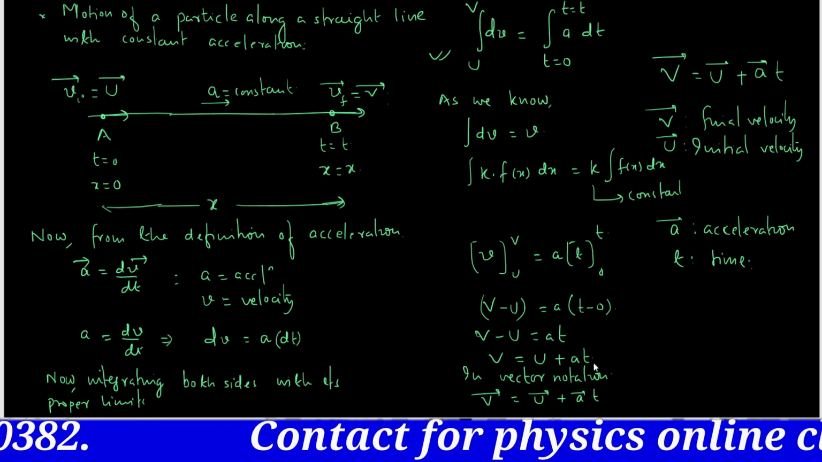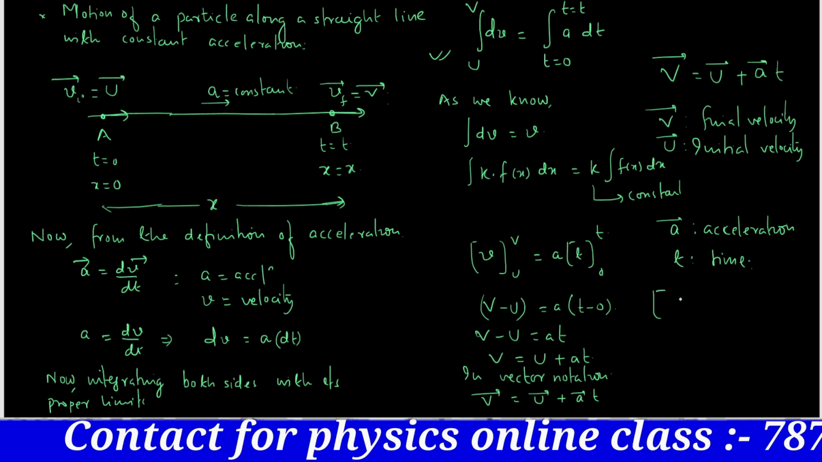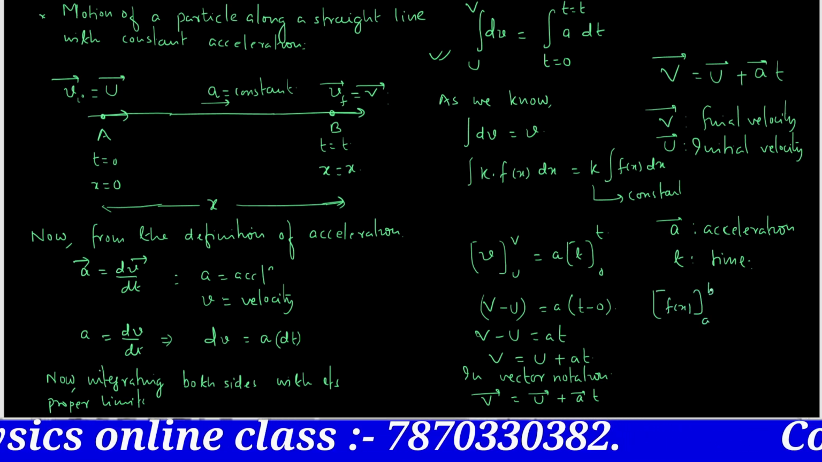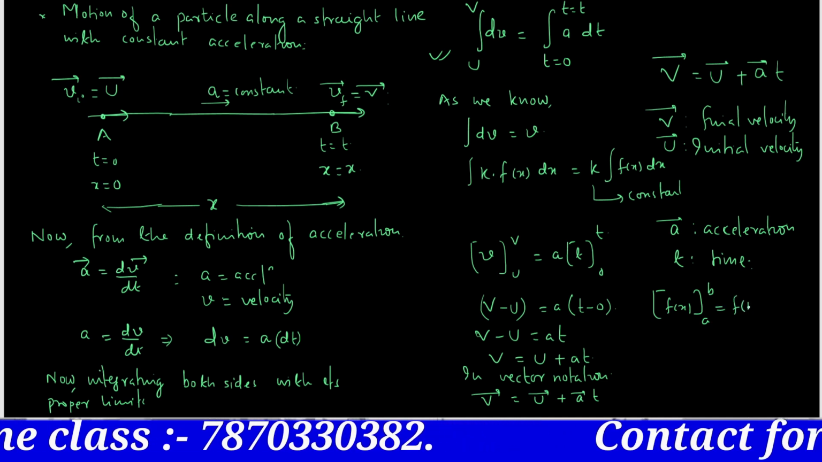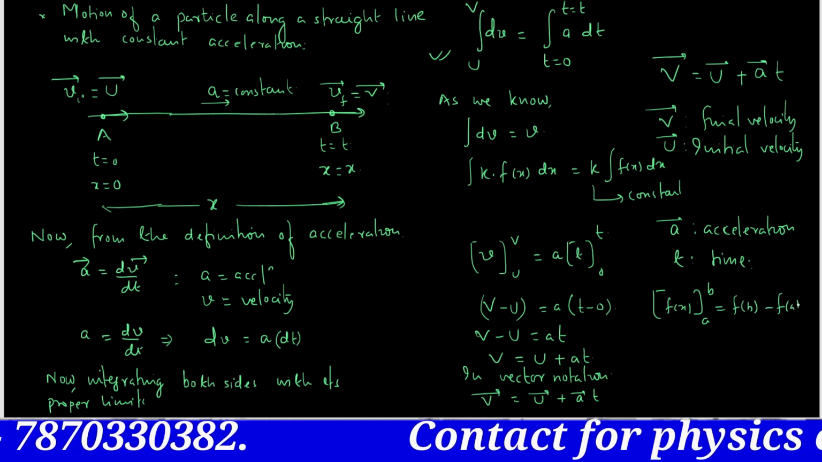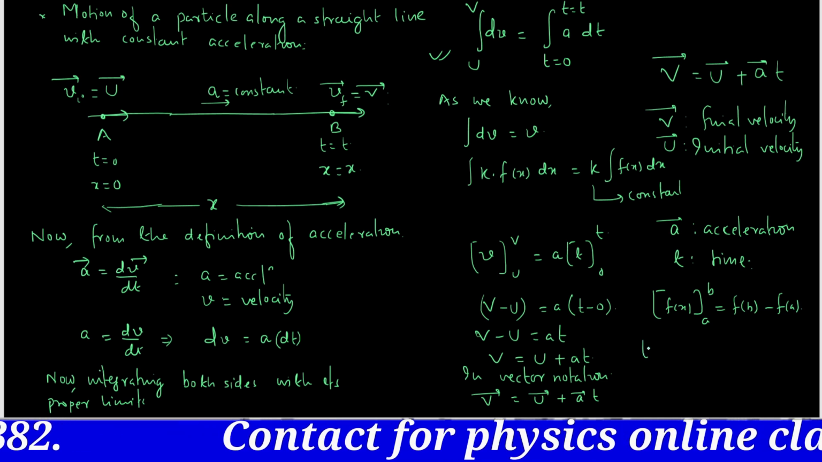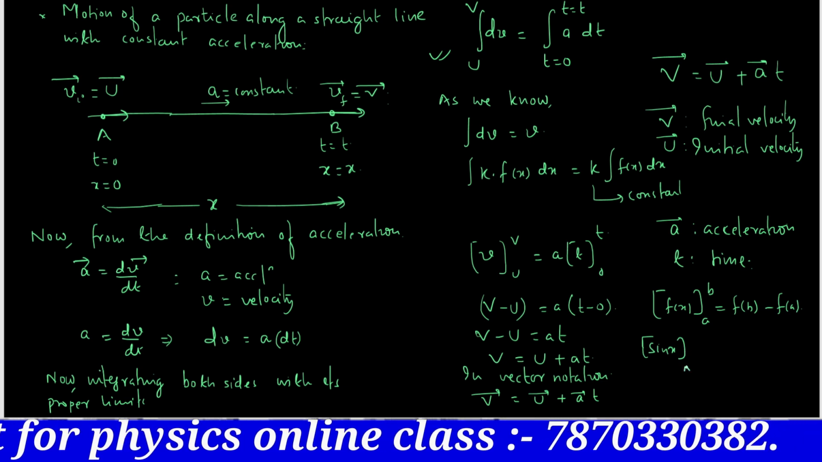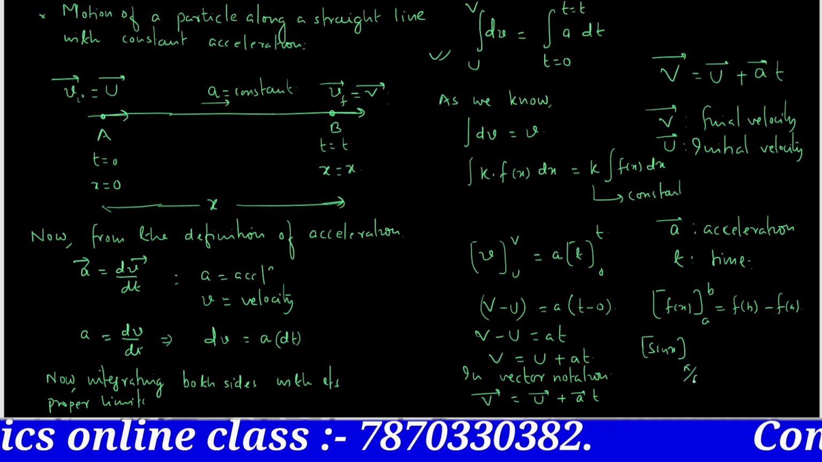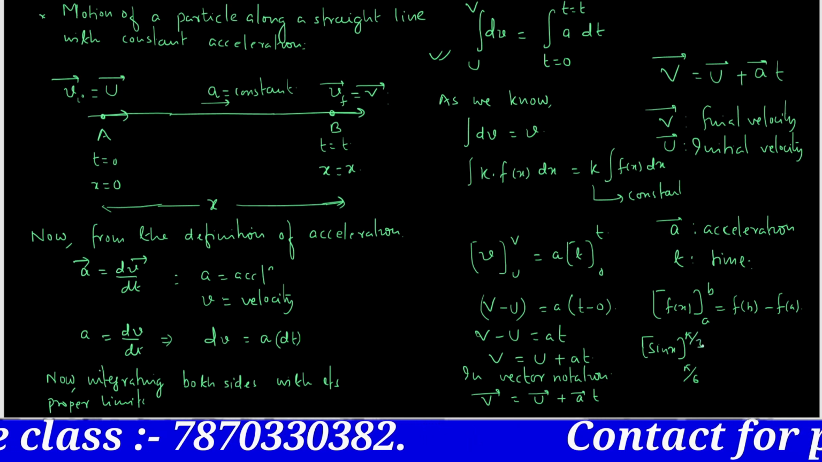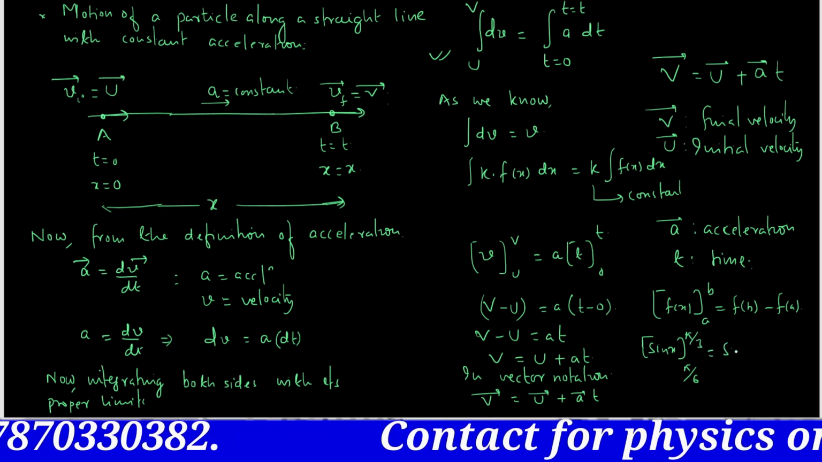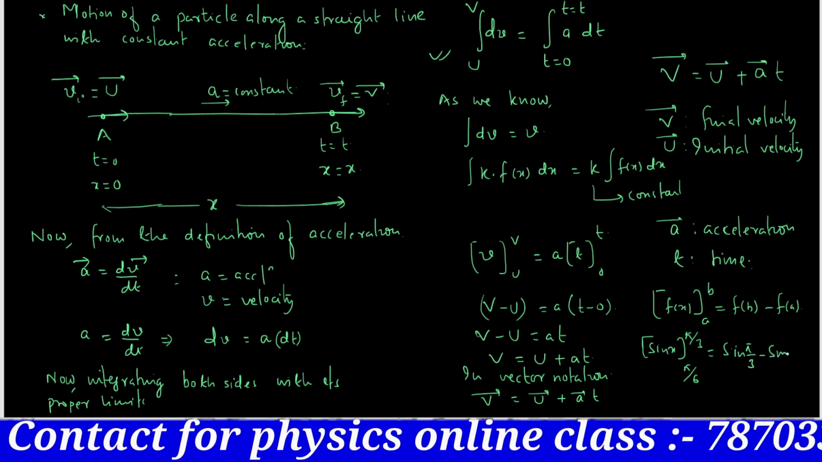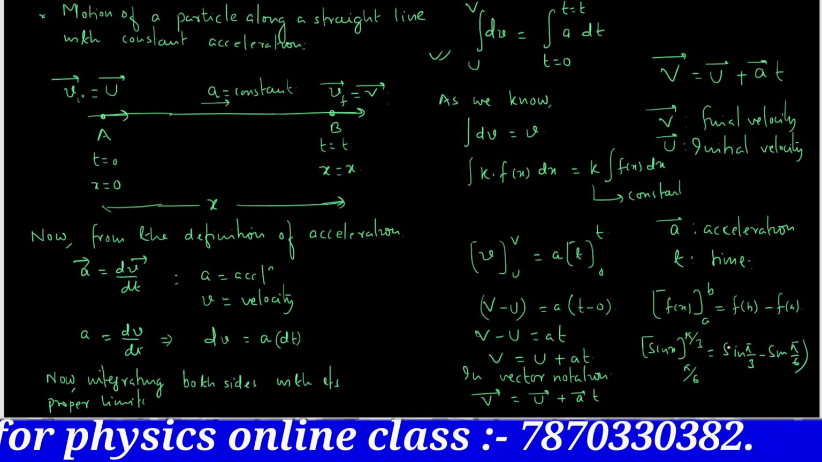Any problem? Limit means, suppose this is f(x), and the lower limit is a and the upper limit is b, this means f(b) minus f(a), right? For example, suppose this is sin x, and I have lower limit pi by 6 and upper limit pi by 3. This means I shall have to write sine pi by 3 minus sine pi by 6. Any problem?